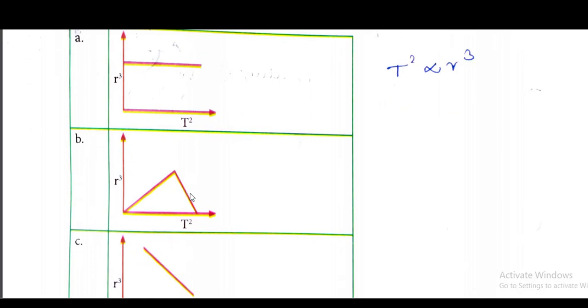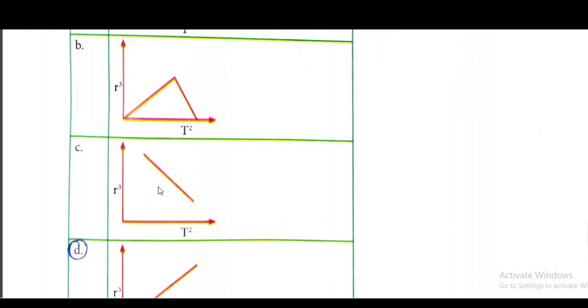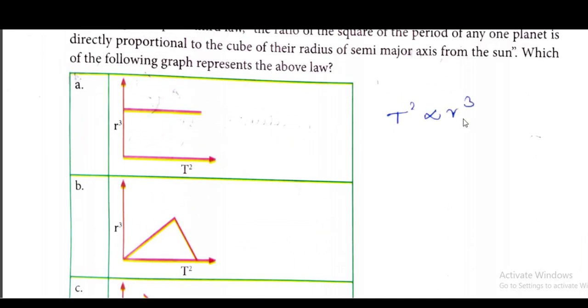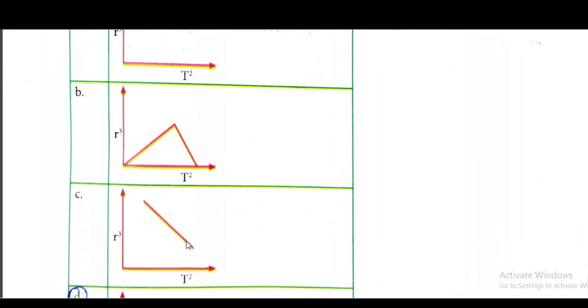Why are we neglecting the second one? R cube is increasing, after that it is decreasing, but it should not be like that. T squared should proportionally increase or decrease accordingly. So this graph does not suit this question. This curve represents the negative direction. Is there any minus sign here? No. So you have to neglect this option also.